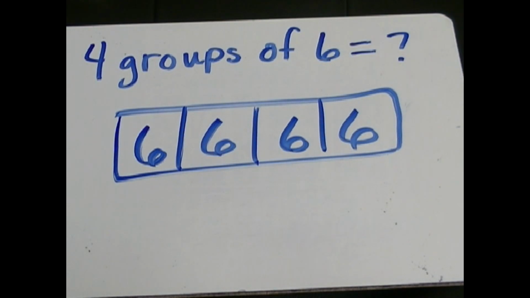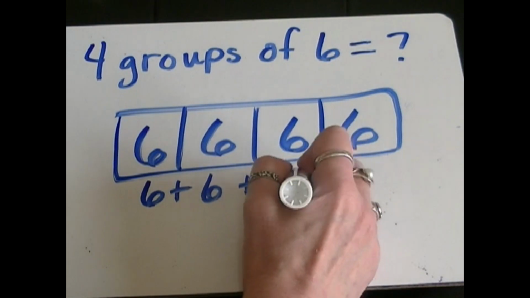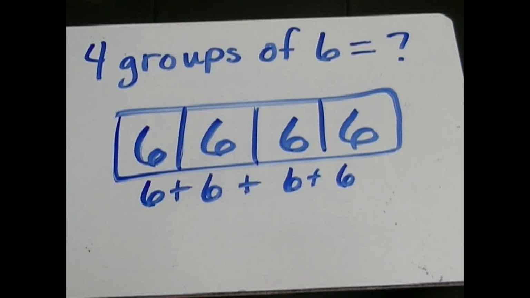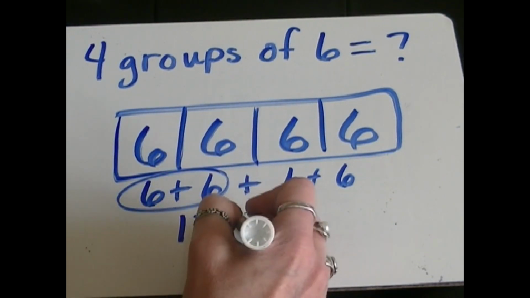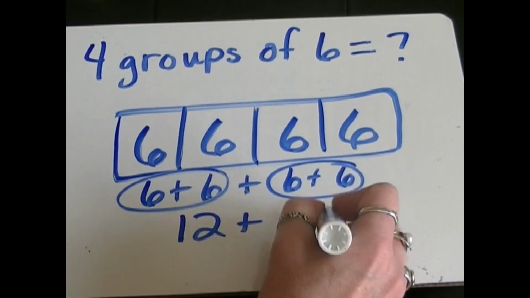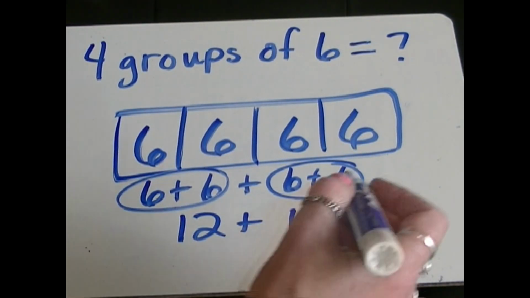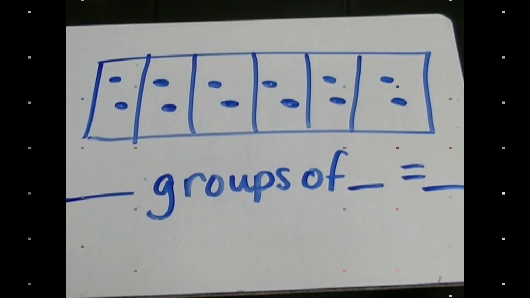Now, if I wanted to turn this into an equation, it would look like this. And then, oh my goodness, I know my doubles, and so do you. Do you see a new doubles fact that we can make here? 6 plus 6 is 12. And 12 plus 12 we know is, that's right, 24. Nice job, very good.